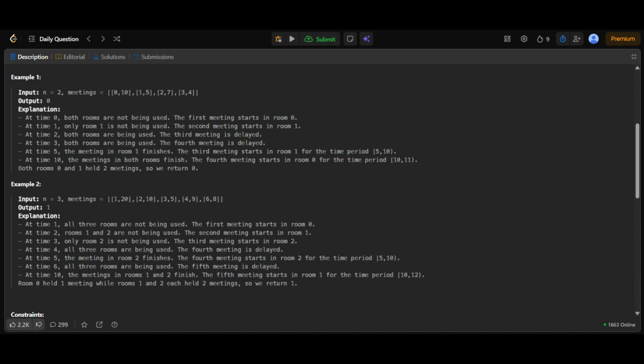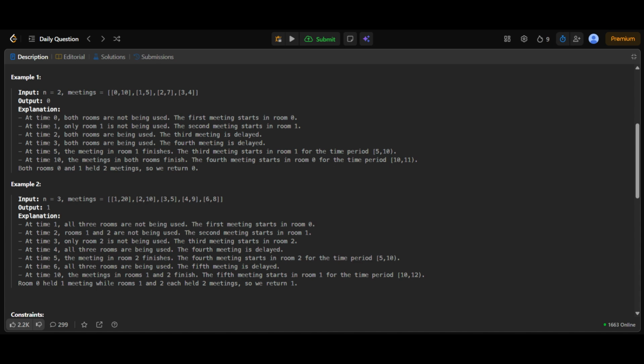Since the delayed meeting started earlier than any other waiting meeting, it is immediately assigned to room 2 and runs from time 5 to time 10. At time 6, the fifth meeting arrives, but once again all rooms are occupied, so it is delayed. At time 10, both rooms 1 and 2 become free. The delayed meeting is assigned to the lowest numbered available room, which is room 1, and it runs from time 10 to time 12. Now let's count the meetings handled by each room.